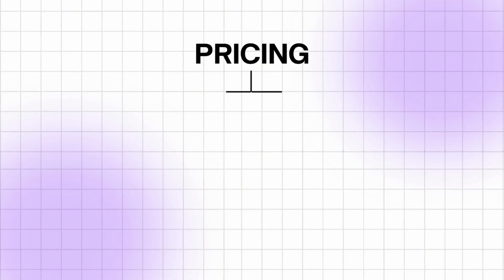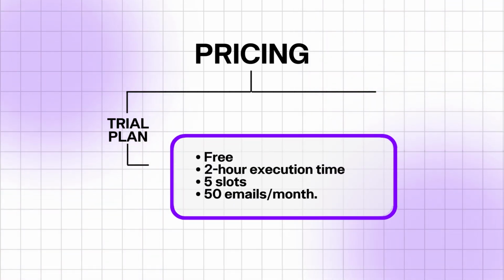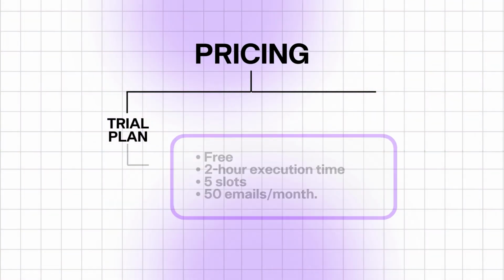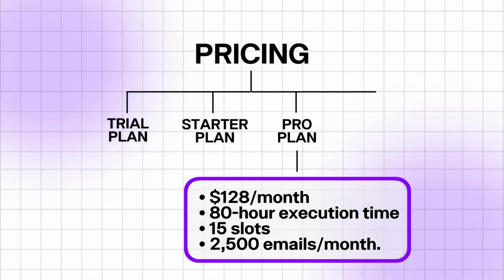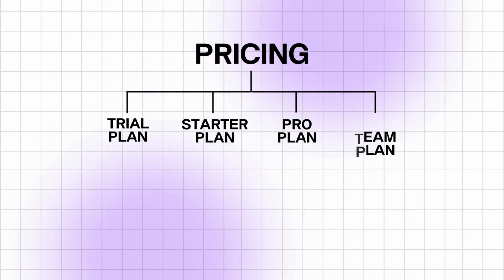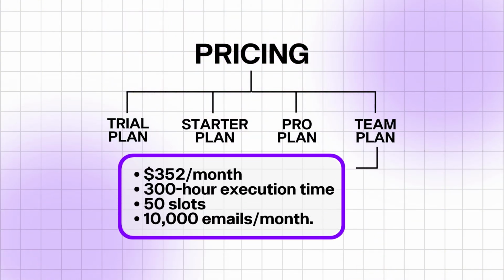So what will you pay for this bad boy? Here's a quick breakdown. You have a trial plan: 2-hour execution time, 5 slots, 50 emails a month. For starter, $56 a month: 20 hours of execution time, 5 slots, and 500 emails a month. $128 per month for 80 hours, 15 slots, and 2,500 emails a month. And team plan for $352 a month: 300 hours of execution time, 50 slots, 10,000 emails a month.